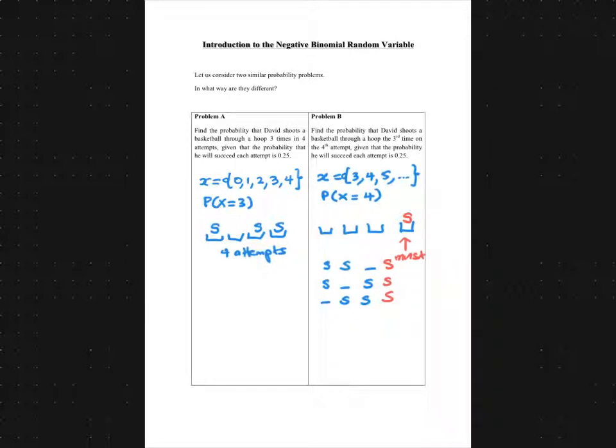So, we can tell that problem A is simply a case of the binomial distribution. We have x binomial (4, 0.25), and we know this distribution. Cases such as problem B are new to us, and it is called the negative binomial.